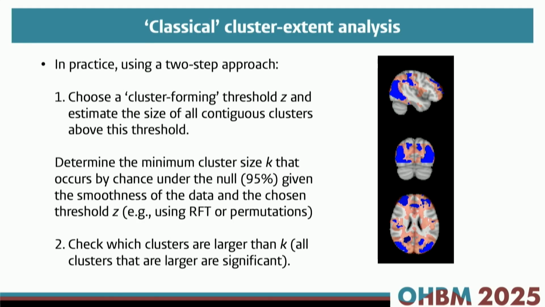So in practice, this works by a two-step approach. We choose a cluster forming threshold Z, and we estimate the size of all contiguous clusters above this threshold, and we determine the minimum cluster size k that occurs by chance under the null given the smoothness of the data and the chosen threshold. This is quite a long sentence, but it actually means that we have to decide on a cluster that should not occur by chance.